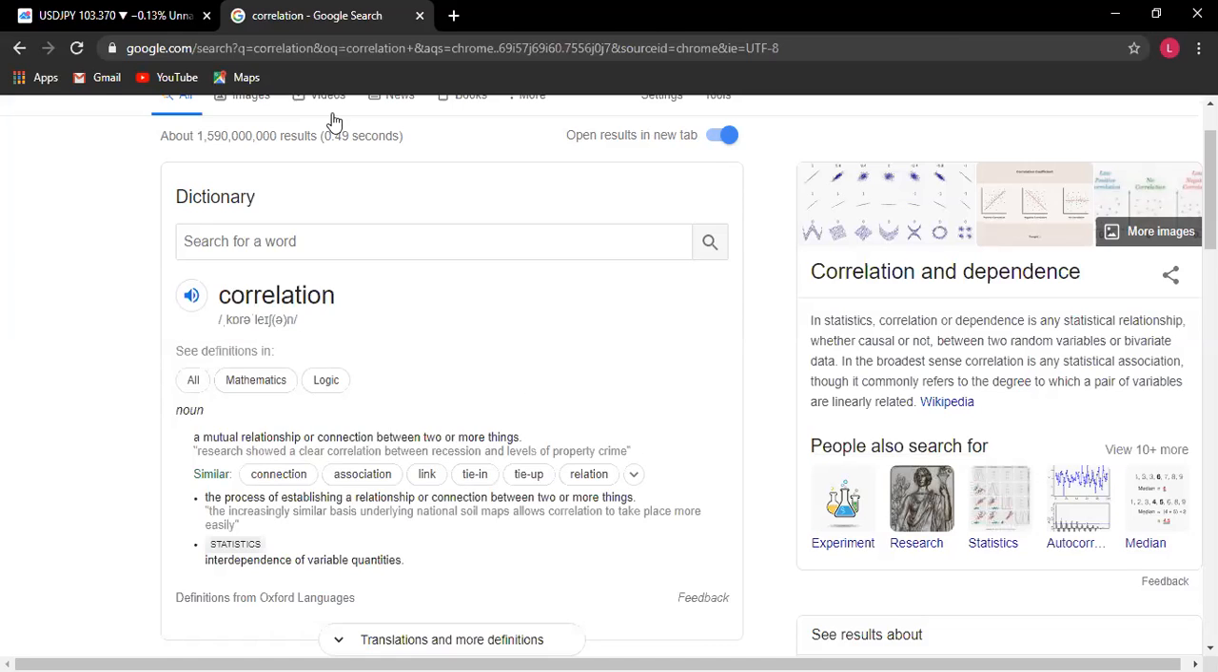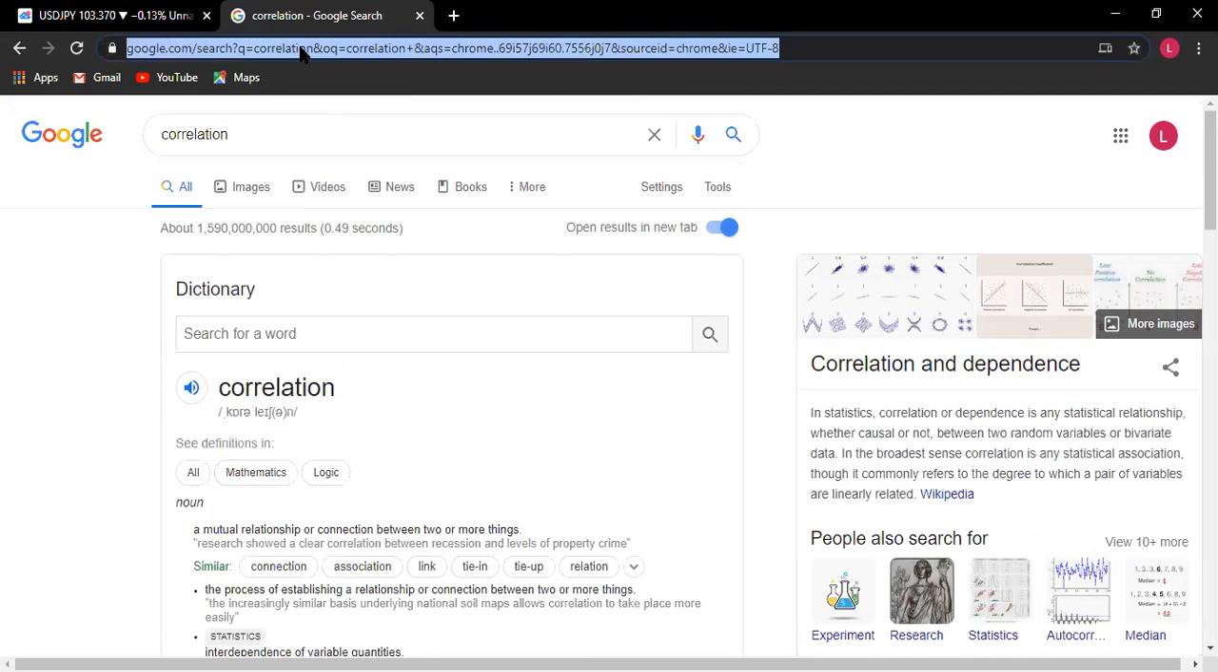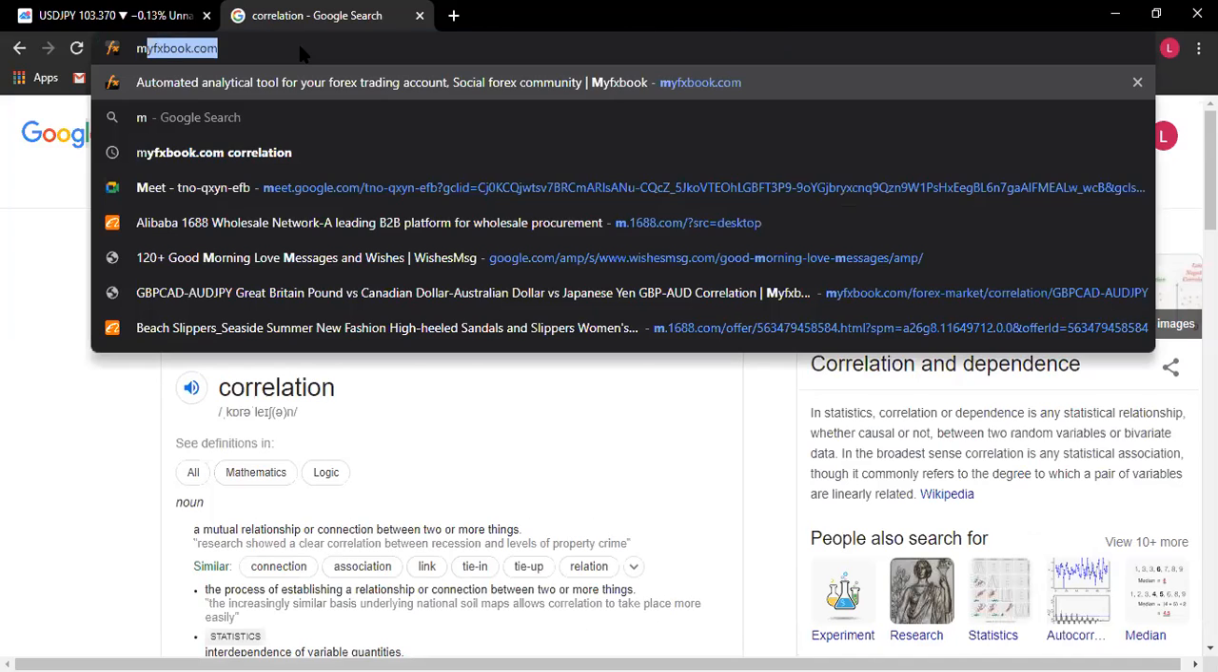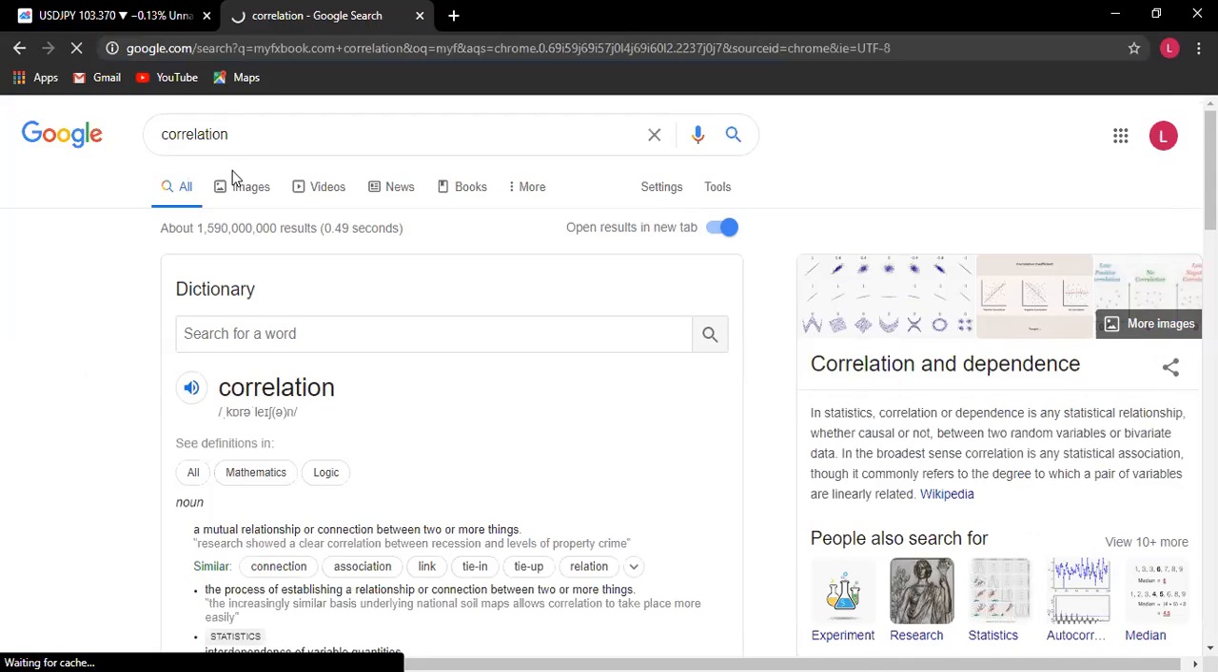So now we have some pairs that correlate positively, but gone are the days that we need to stress ourselves trying to hack those things, trying to know what pairs actually correlate. With the help of these sites, you can just get it with no time. myfxbook.com correlation. So just go there, you see it there.